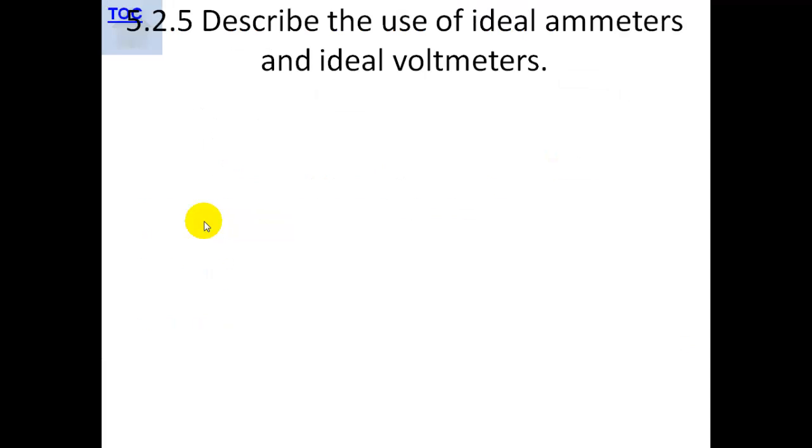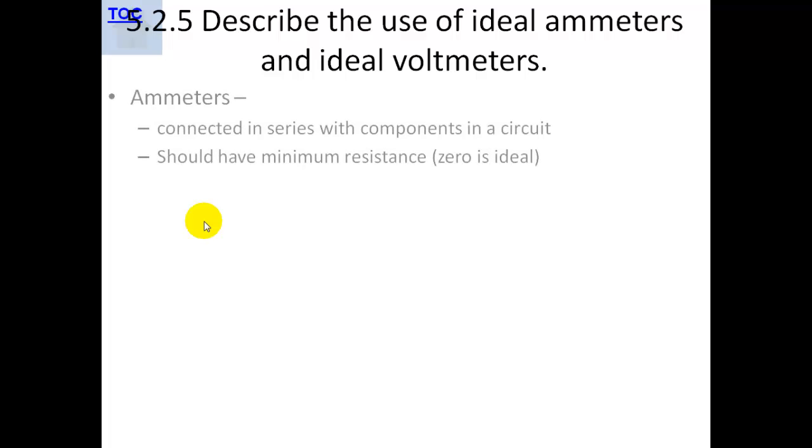Describe the use of ideal ammeters and ideal voltmeters. Ammeters must be connected in series with the components in the circuit, and they should have zero resistance. They need a little bit of resistance to make them work. There's a needle that moves across the dial, and it needs electricity to make that work, but there should be minimum resistance. Zero is ideal.